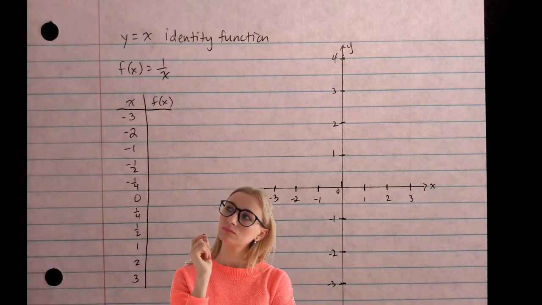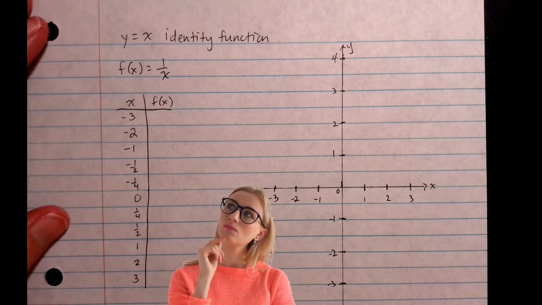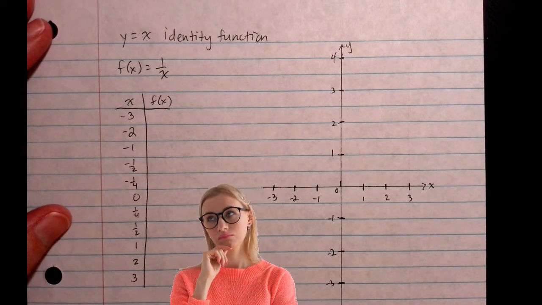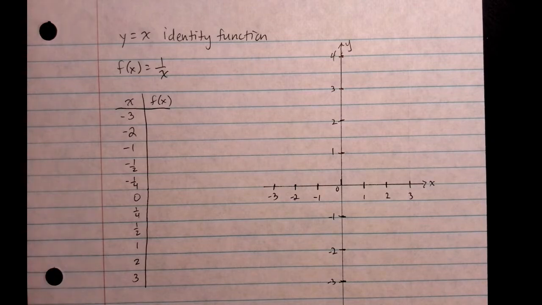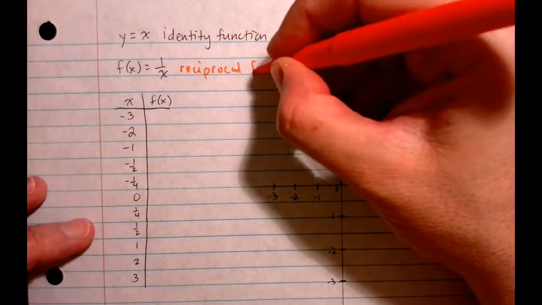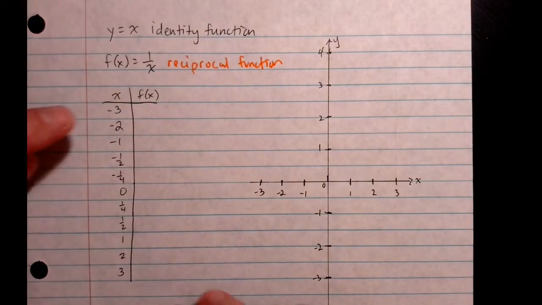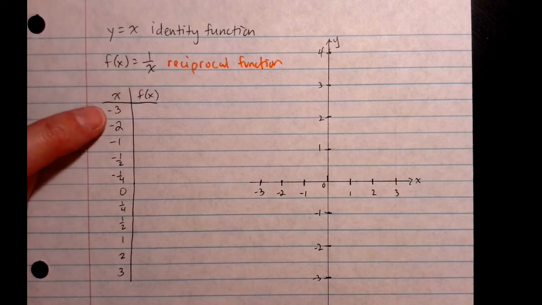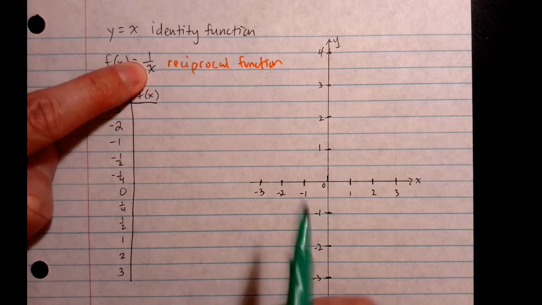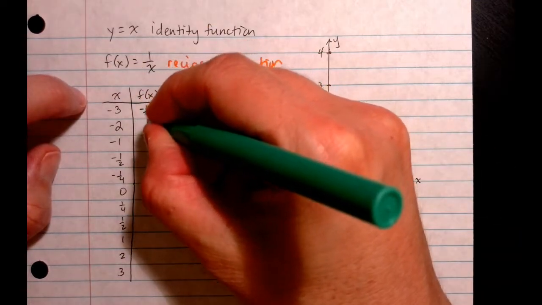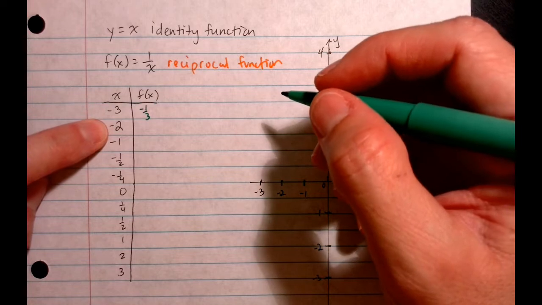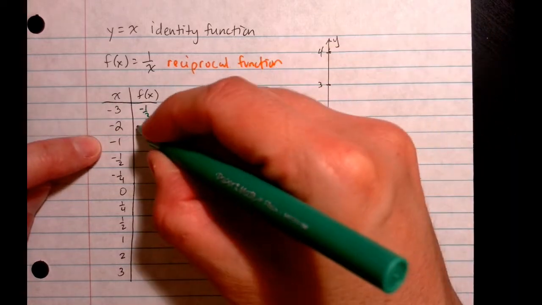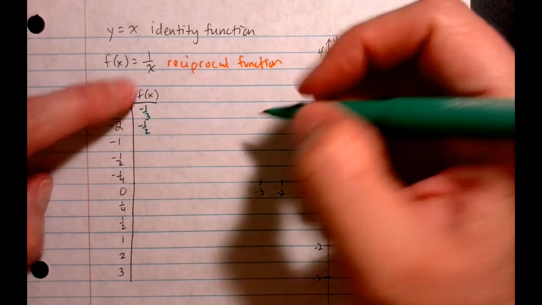Well, what we do is we in turn create what is called the parent reciprocal function, or the parent rational function, which is known as the reciprocal function. What we're going to do is take each of our values and do its reciprocal. So if I take negative 3 and I put it in the denominator, it's going to become negative 1/3. If I do negative 2 in the denominator, it's negative 1/2. If I put in negative 1, it's negative 1.